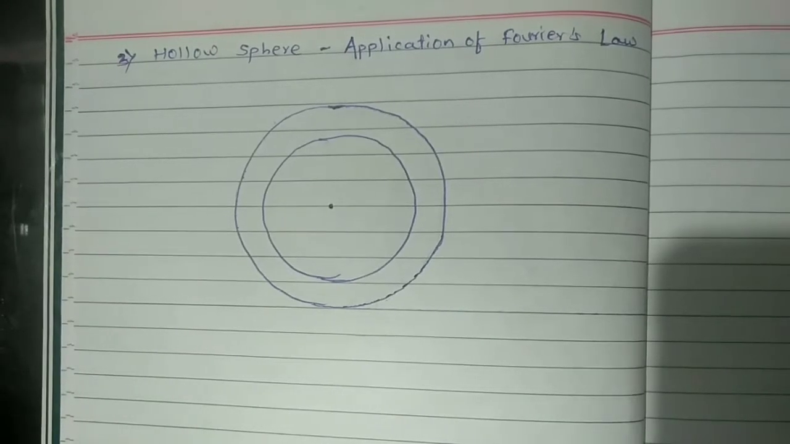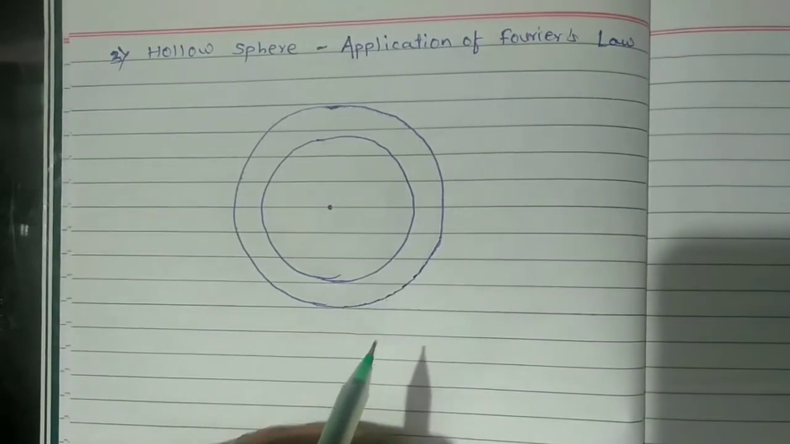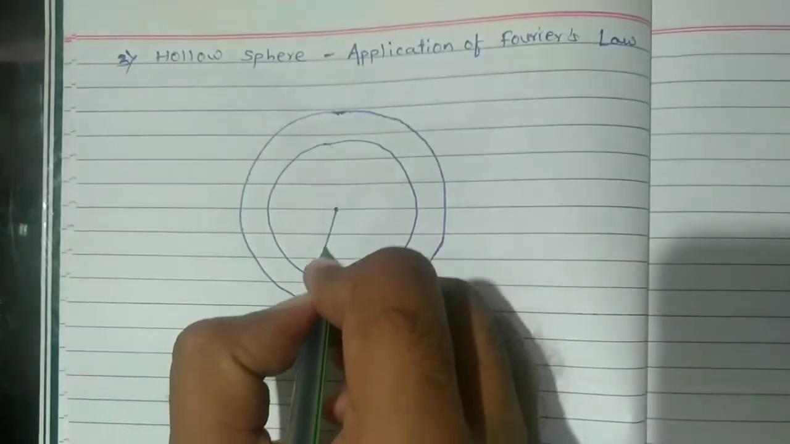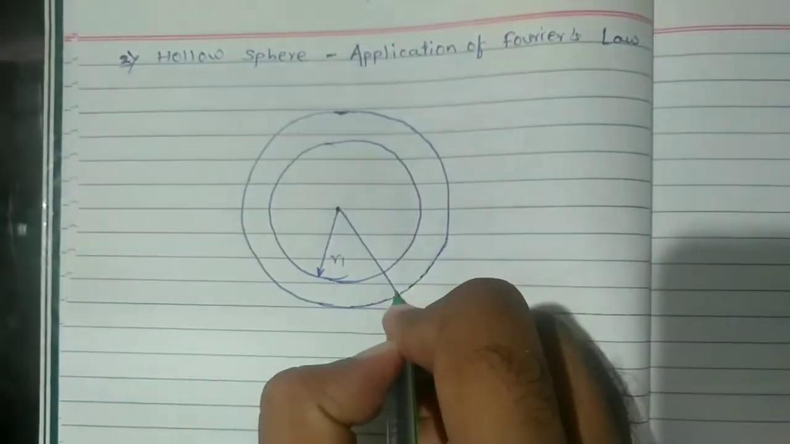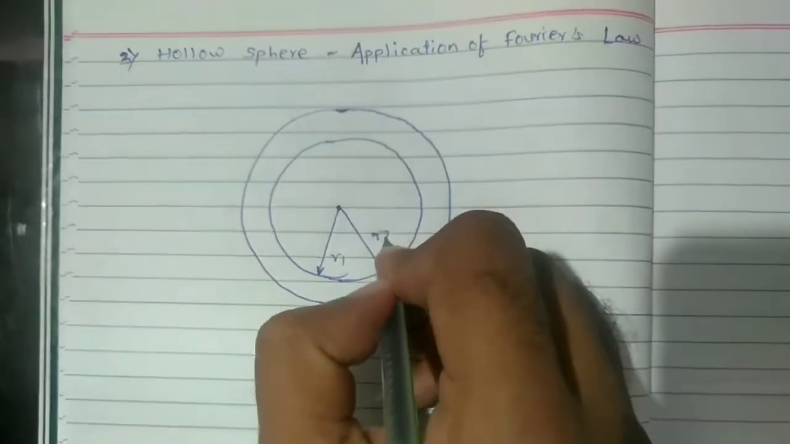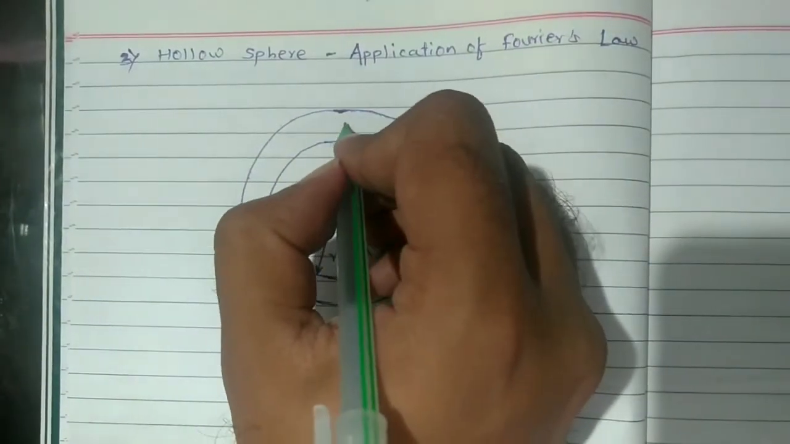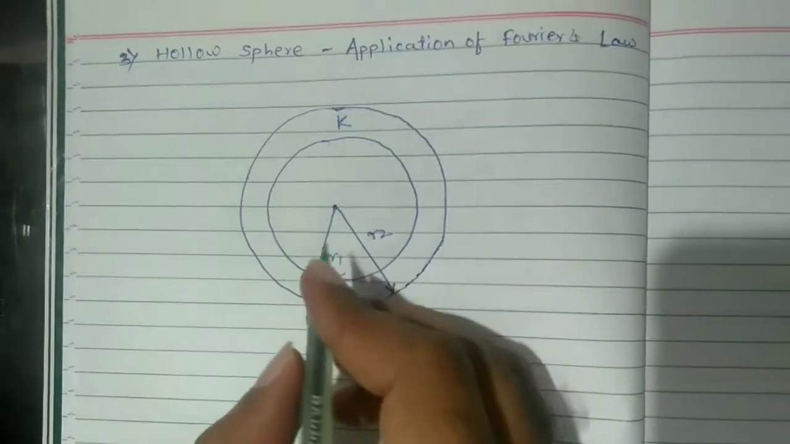Hello everyone. In this video we are going to see the application of Fourier's law for a hollow sphere. Now let us consider a hollow sphere of an inner radius r1 and outer radius r2. Let the material of the hollow sphere have a thermal conductivity denoted by capital K.